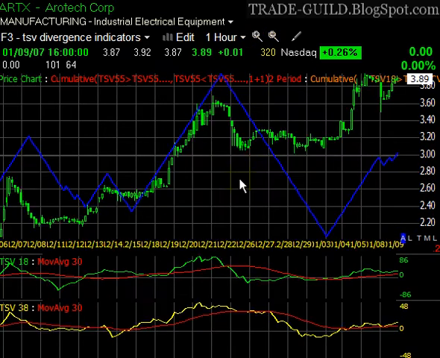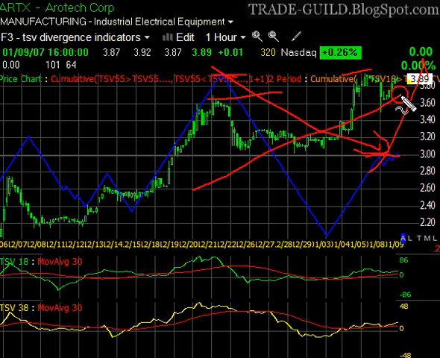Notice how price makes a higher high over here. This indicator should be making a higher high with price. It should be higher than this one. It's lower. So what that means is we have a negative divergence. That means the quality of this trend is starting to come undone. This is where you want to start thinking about taking profits. If you're a real short-term trader, maybe shorting this one.